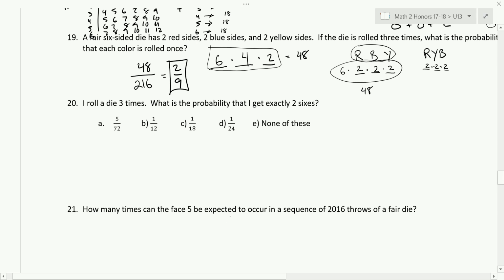We did 21. We just divided 2016 by 3 and got 336. Okay. But number 20, you roll a die 3 times. What's the probability you get exactly 2 6s? Anybody else try this one besides Chase? Chase has answered a couple already. Want to give you an opportunity, yeah.